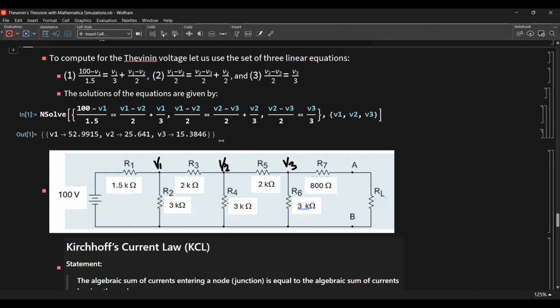Okay, so the corresponding values of voltage 1, voltage 2, and voltage 3. But our answer here is 15.3846 because the V3 here is the Thevenin's voltage already.